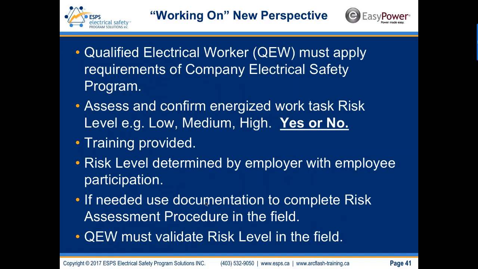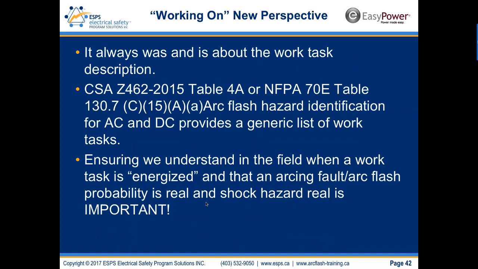So a qualified electrical worker must apply the requirements of a company electrical safety program. They assess and confirm their work task risk level now, and if it's low or medium, then they can proceed and do the work. It's a yes-no decision. Training's provided. The risk level is determined by the employer with the employee participating together, but we do need to train the employee, the qualified person, on how to do the risk assessment procedure, and it can be completed in the field if required. And then in the field, the qualified electrical worker or qualified person must validate the risk level by confirming that they're applying the hierarchy of controls to the specific work task. So it always was about the work task in 70E and Z462.